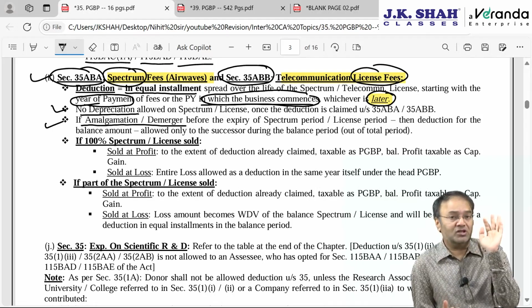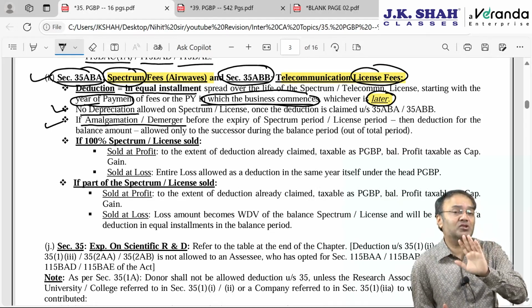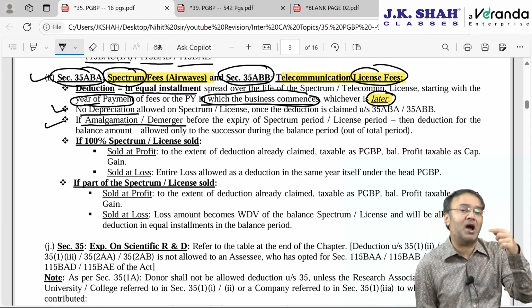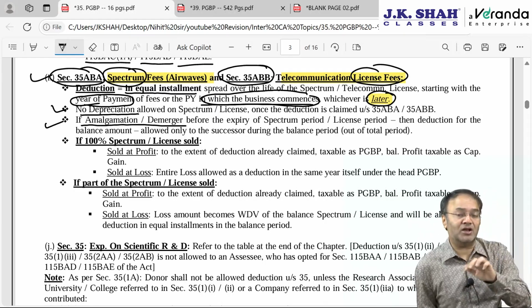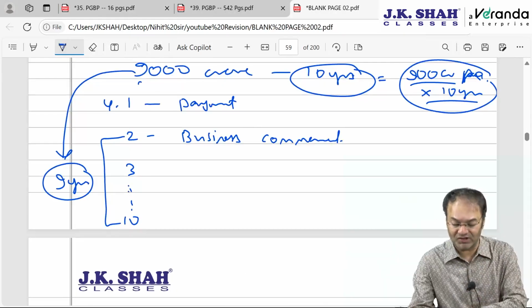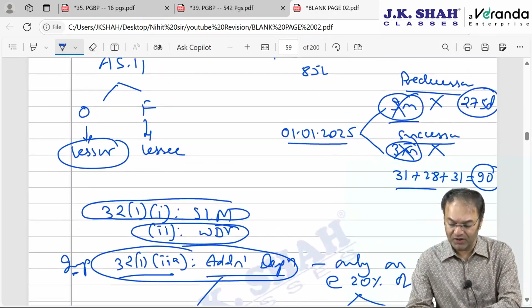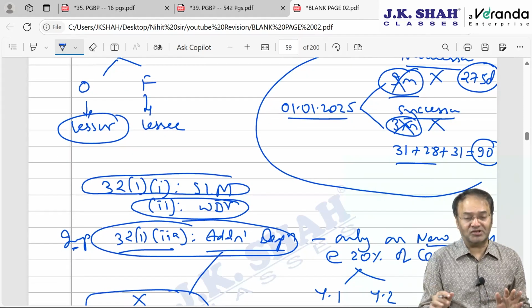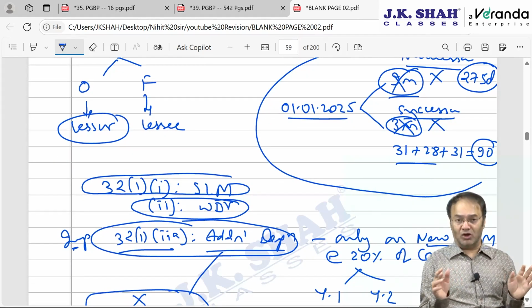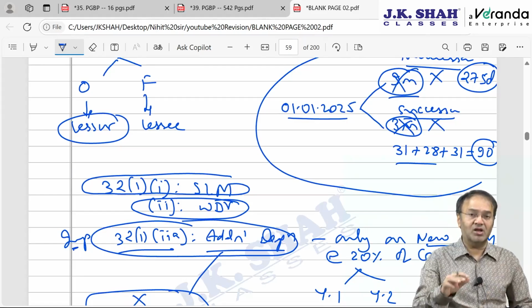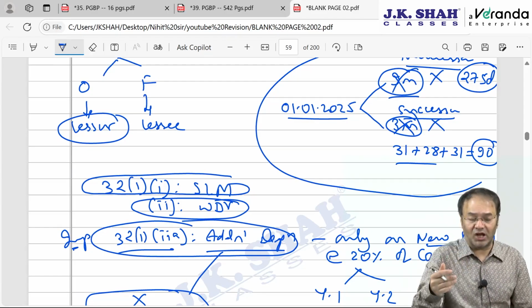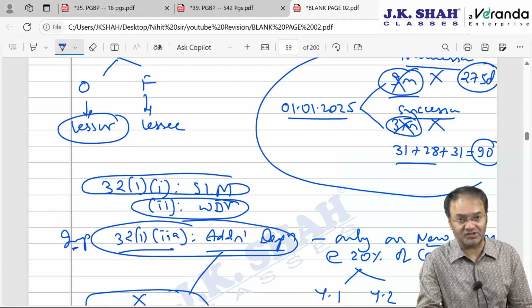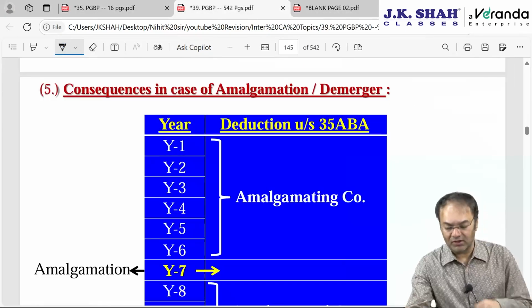Had it been depreciation, then depreciation is the only expenditure which for the year of business reorganization will be partly allowed to the predecessor and partly to the successor in the ratio of number of days, as we discussed. Except depreciation, all other deductions under this chapter for the year of business reorganization will be entirely allowed to the successor, nothing will be allowed to the predecessor. So it will go this way.